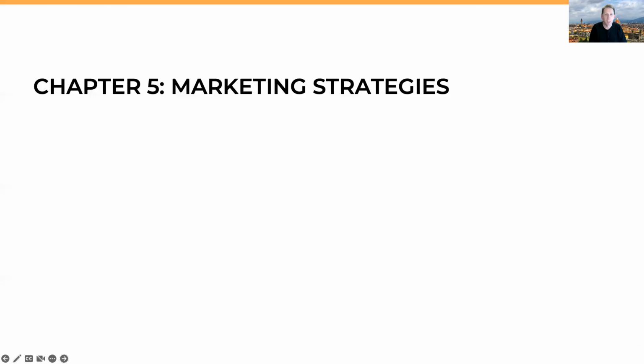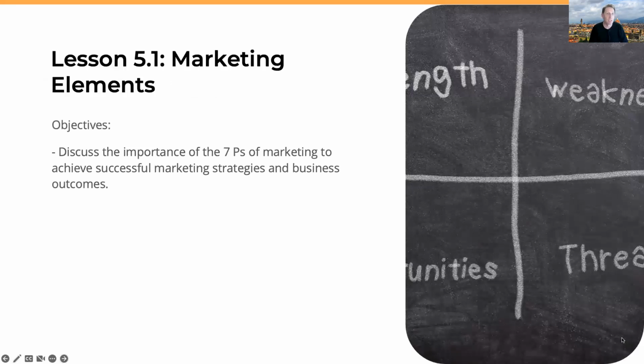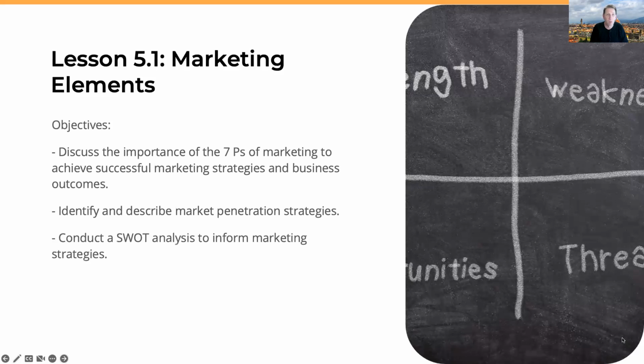All right, so marketing strategies. This first lesson is going to talk about marketing elements, and the objectives are to discuss the importance of the 7 P's of marketing to achieve successful marketing strategies and business outcomes, to identify and describe market penetration strategies, and conduct a SWOT analysis to inform marketing strategies.